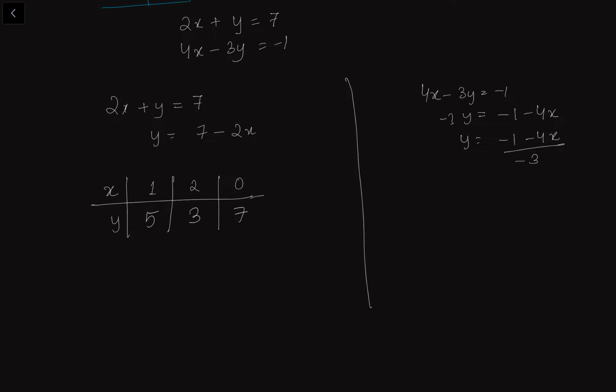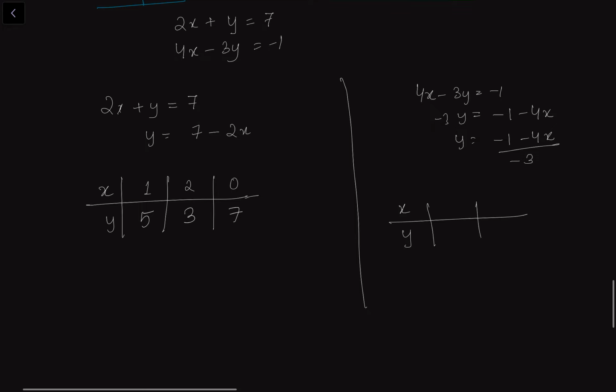Okay, so now x and y, and then again we will put in our values. I will use 0, minus 1 and 2. So if I put x is equal to 0, my answer is 1 by 3. You see, minus 1 minus, this is 0, by minus 3, this gets cancelled, and I have 1 by 3. Next, you see if I put minus 1.